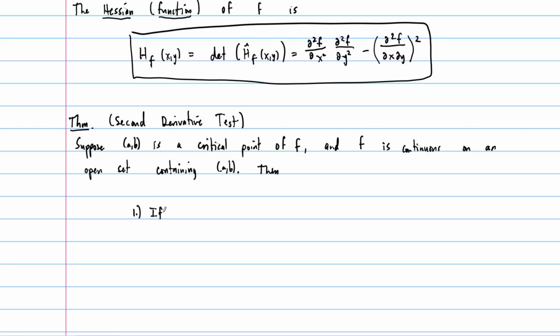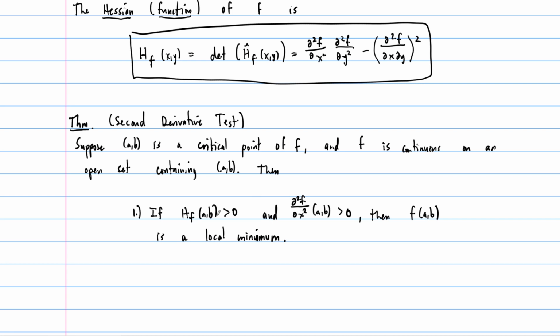So if our Hessian function at the critical point, if h_f at (a, b) is greater than 0, and the second partial derivative in the x component only at (a, b) is also greater than 0, all right, then our point f of (a, b), our critical value here, this is a local minimum of the function. So this is a local minimum.